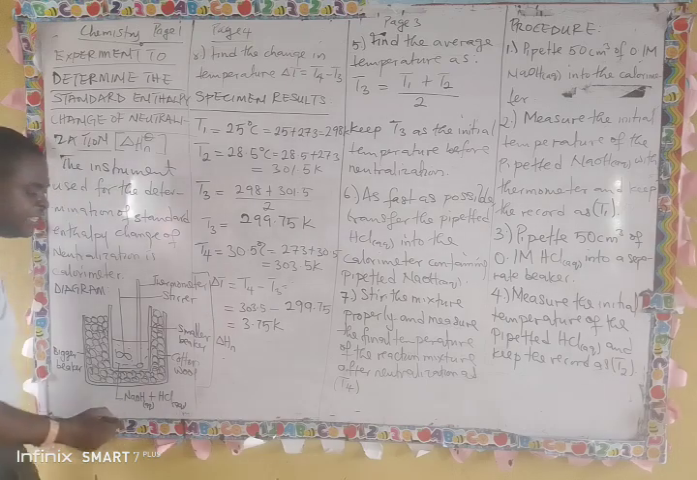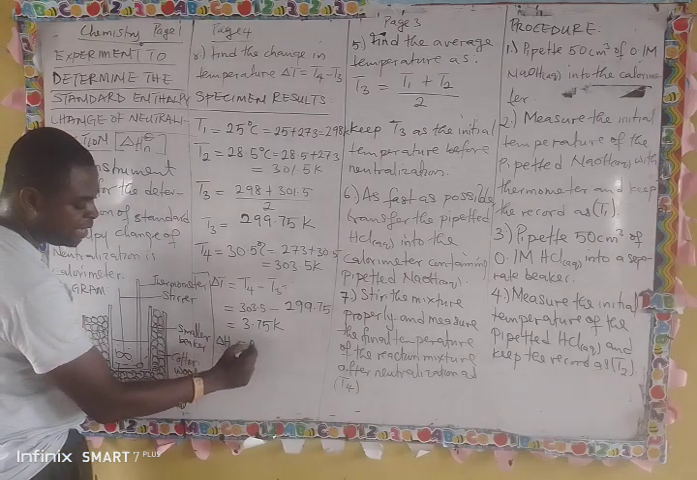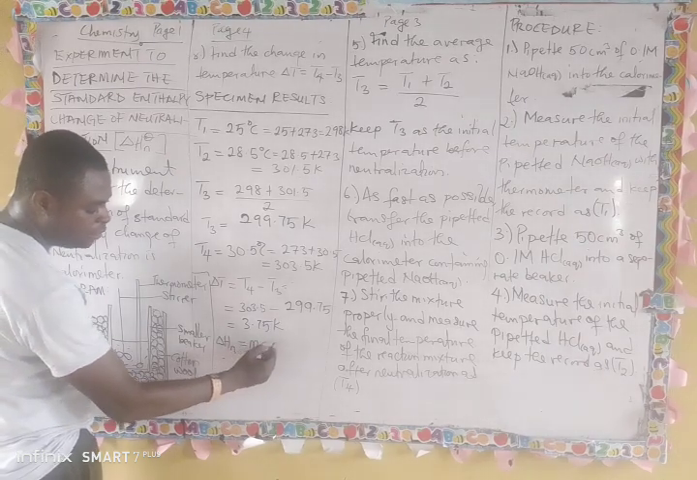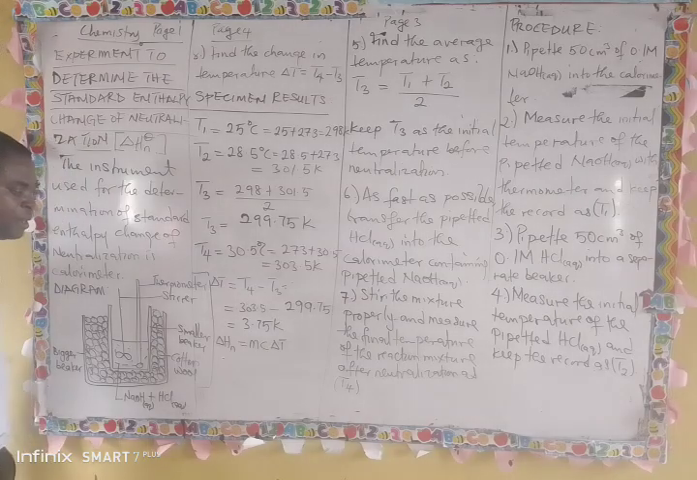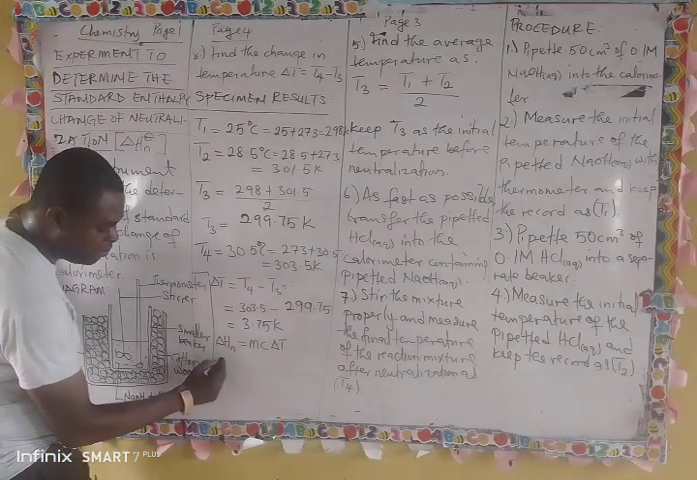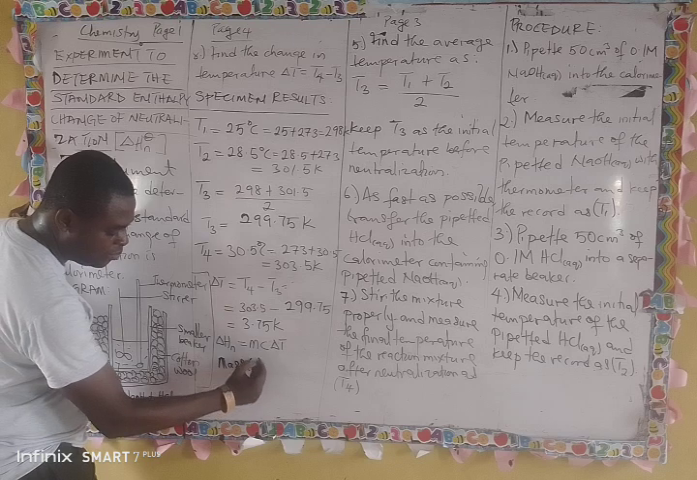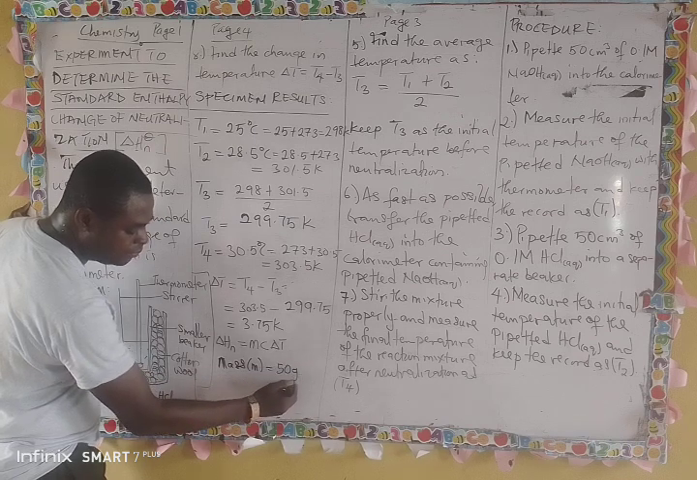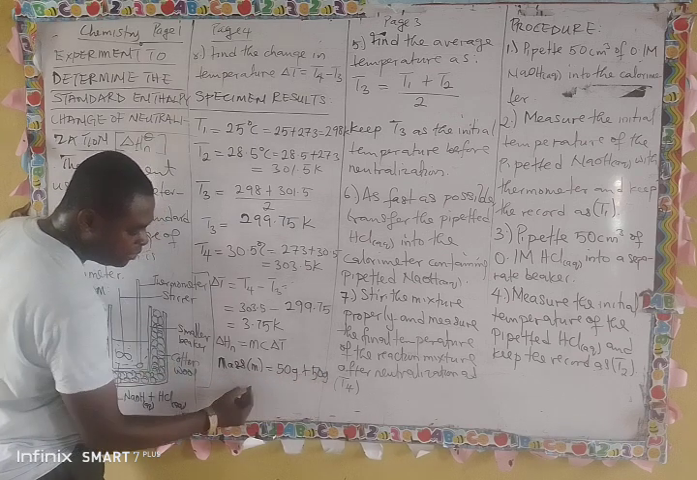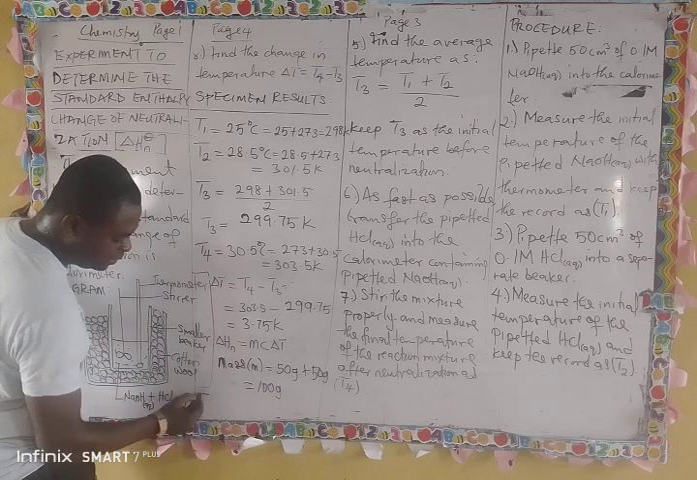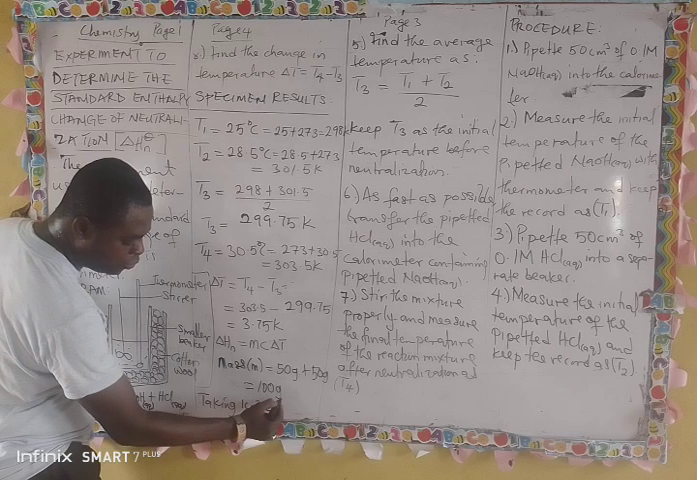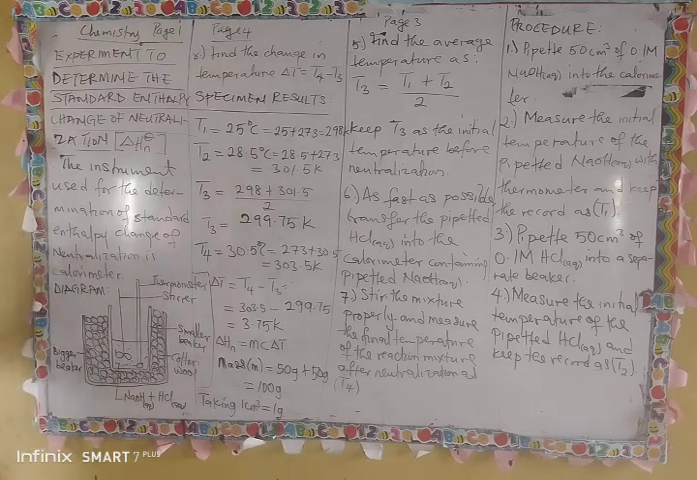Kelvin. Now, our heat change of neutralization is mass times C times change in temperature, right? Then what are we going to use as our mass? Our mass M will be equal to 50 cm cube plus 50 cm cube, which is 100 gram, taking 1 cm cube to be equal to 1 gram.